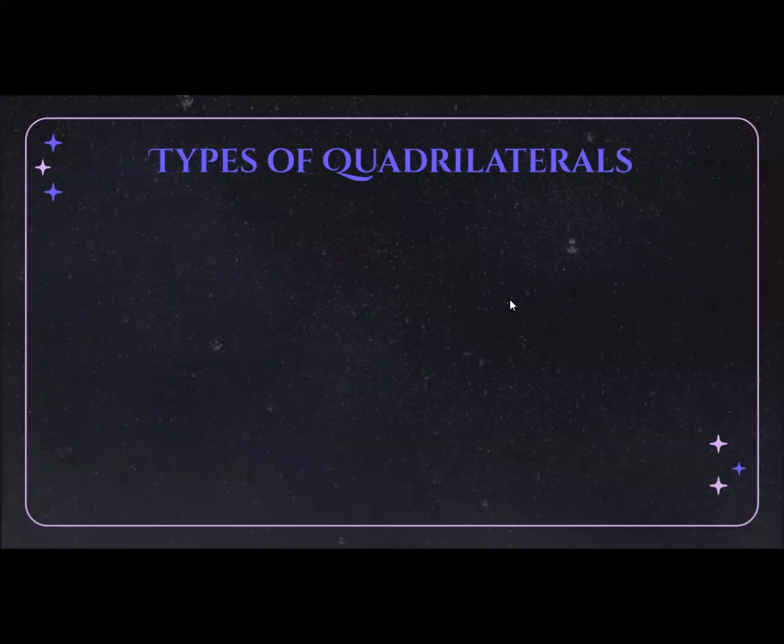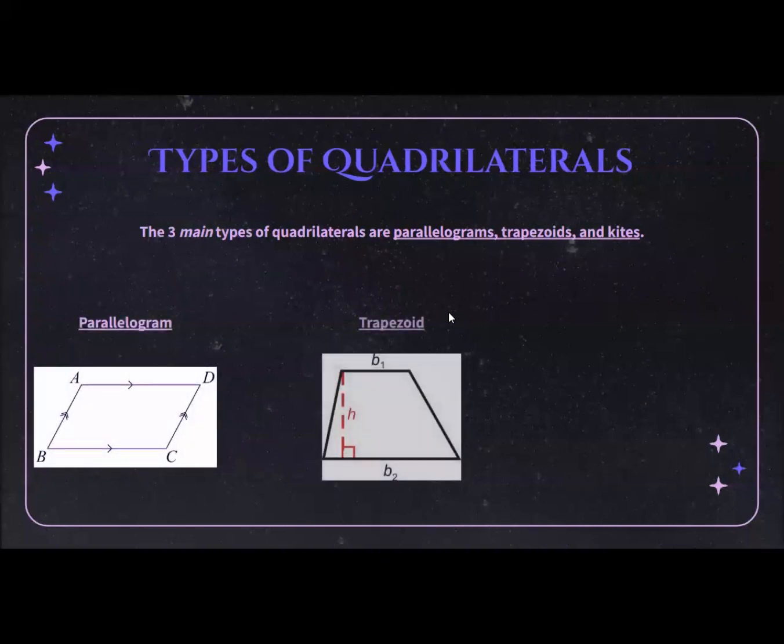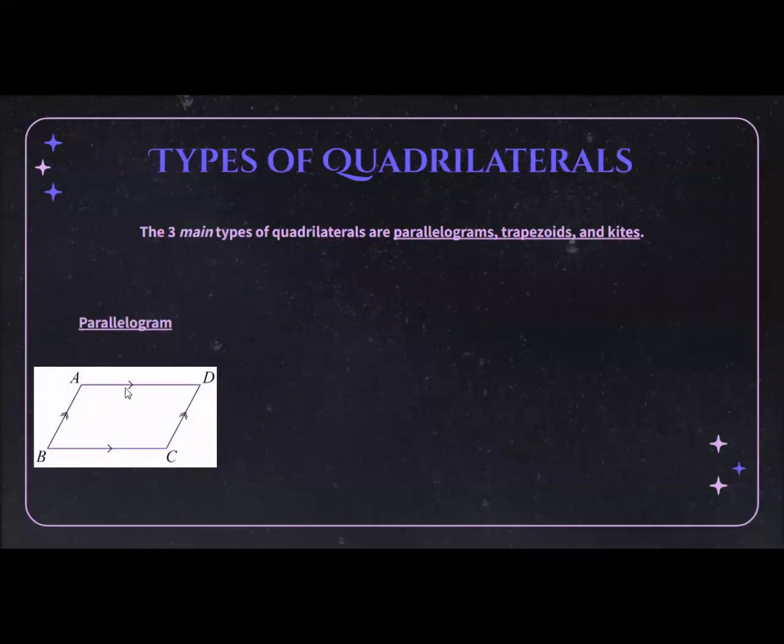So let us continue to the 3 main types of quadrilaterals: parallelograms, trapezoids, and kites. So here is the parallelogram. Here is the trapezoid. Actually, let's talk about these arrows. If they share the same amount of arrows, that means they're parallel. I think we learned this last week, but they share the same amount of arrows, meaning that AD is parallel to BC.